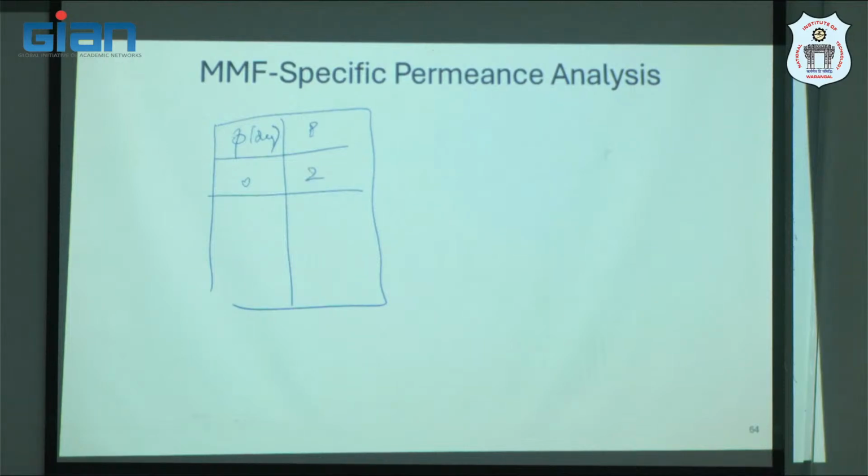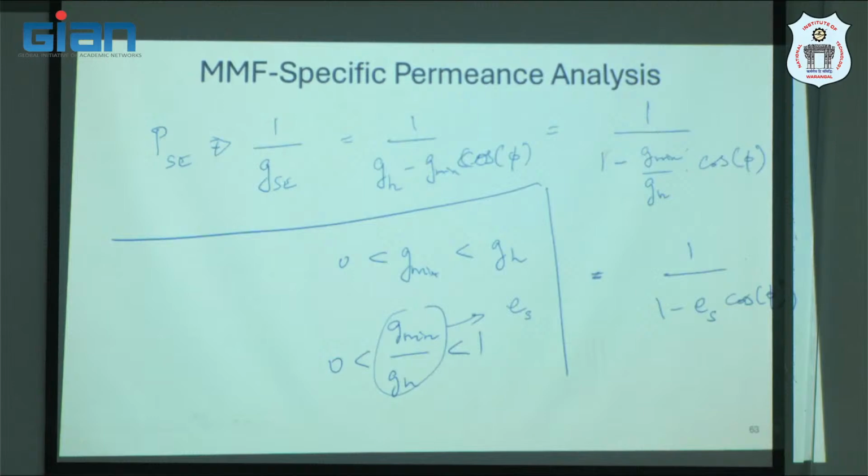Sorry? I think the formula is wrong. Instead of G min, we should use the distance between the centers. So G min can also be considered as the distance between the centers. If, instead of 5 mm, you take 3 mm as G min, the distance between the centers will be 2 mm.